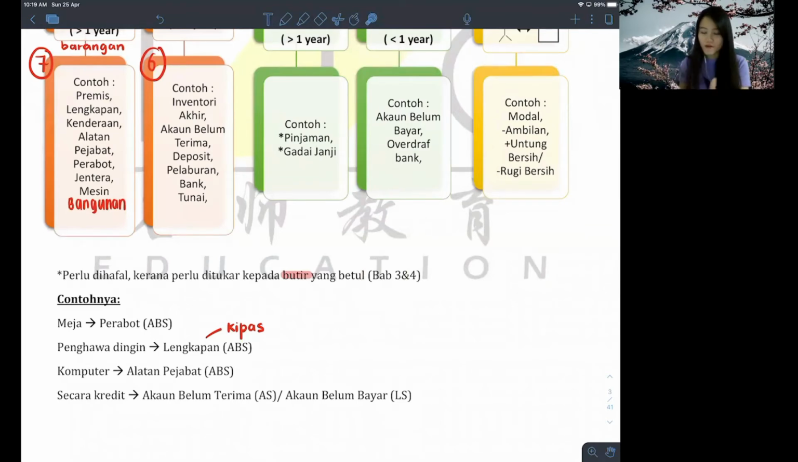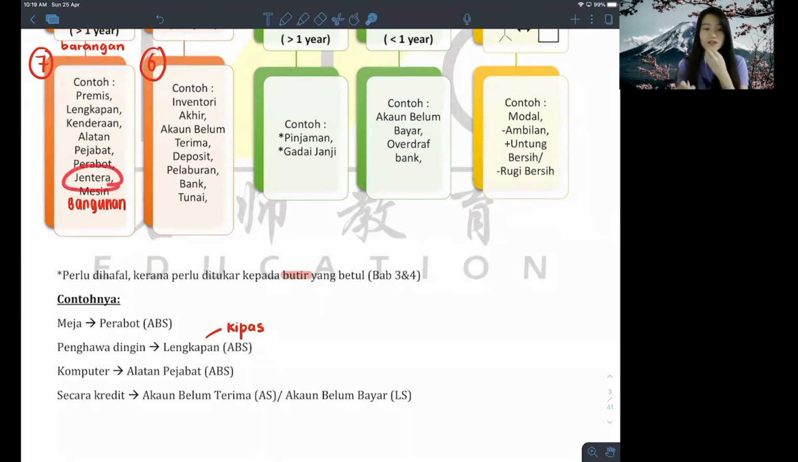Now for perabot, I've mentioned it already. Perabot is meja, kerusi, almari or rak pameran. Now the last two, jentera and mesin. Both of these are considered machinery. But what's the difference here?